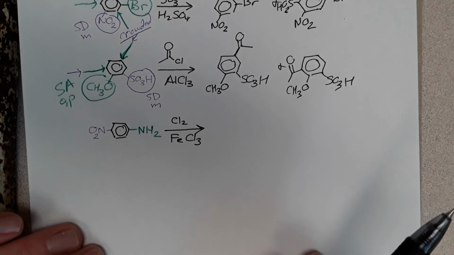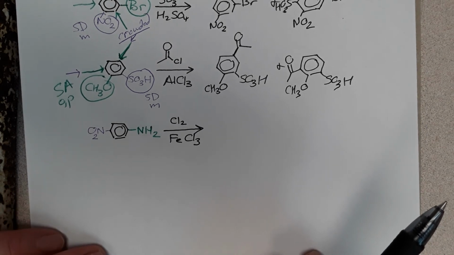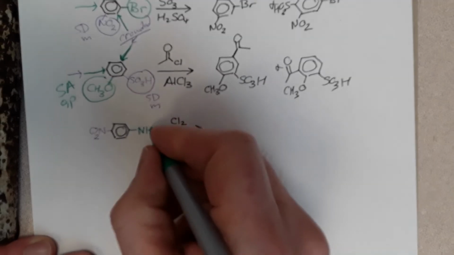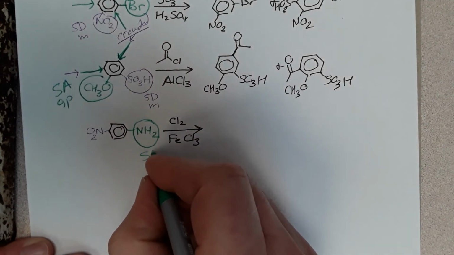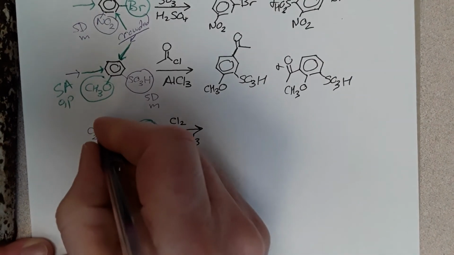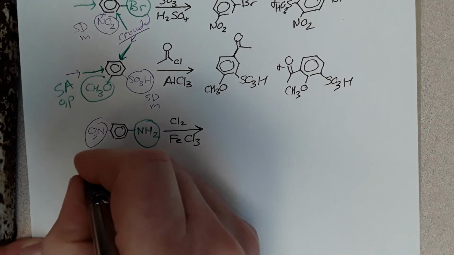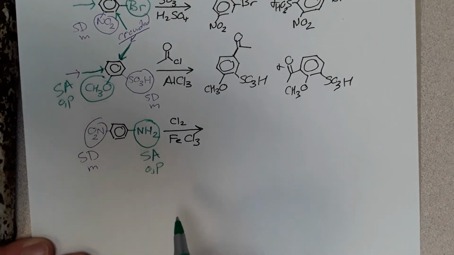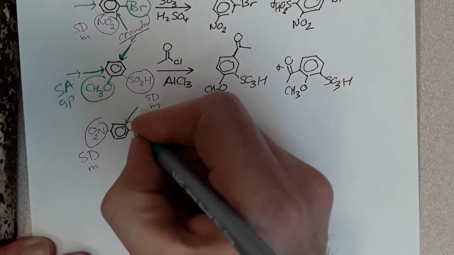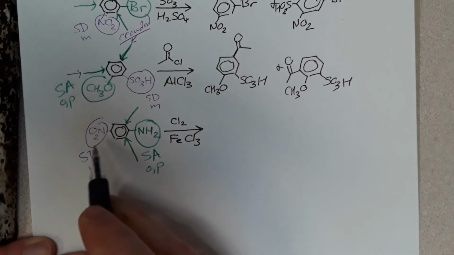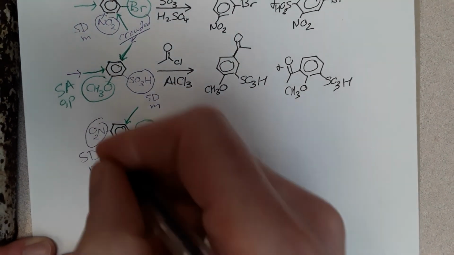So again, go ahead and pause the video and work the last problem and then start it up again. Strong activator, ortho-para director. Strong deactivator, meta-director. Para position is blocked, so the amino group is directing here and here. Meta-director, oh, here's another case.